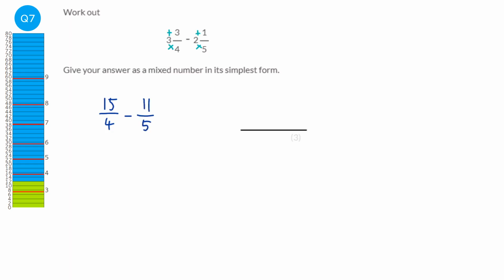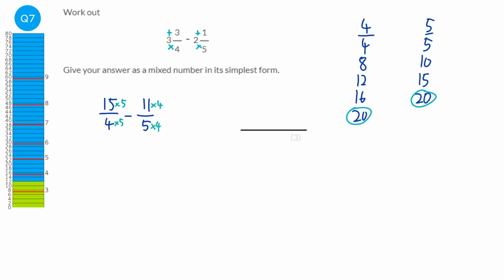Now we need to get the denominators the same. So the first number in the 4 and the 5 times table. So we just write out the times tables and we can see that 20 is the first number in both of them. So we're going to times top and bottom of the first fraction by 5 and top and bottom of the second fraction by 4. So we must have the denominators the same to be able to add or subtract them, in this case subtract them. So when we do that, we get 75 over 20, and 11 times 4 is 44 over 20.